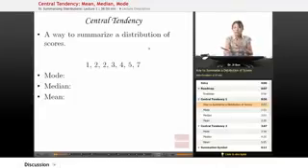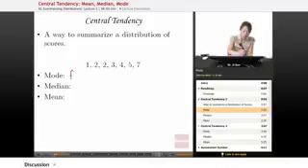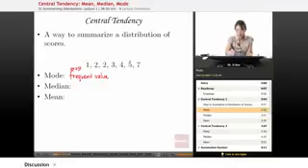So central tendency you could think of as the middleness, right? How do you say what's the middle of a distribution? Well, there's a couple of ways. When we talk about mode, we're going to be talking about the most frequent value as sort of the center member, right? So in this case, with 1, 2, 2, 3, 4, 5, 7, 2 is the most frequent value. And so we're going to say, okay, that's one way we could describe the center.